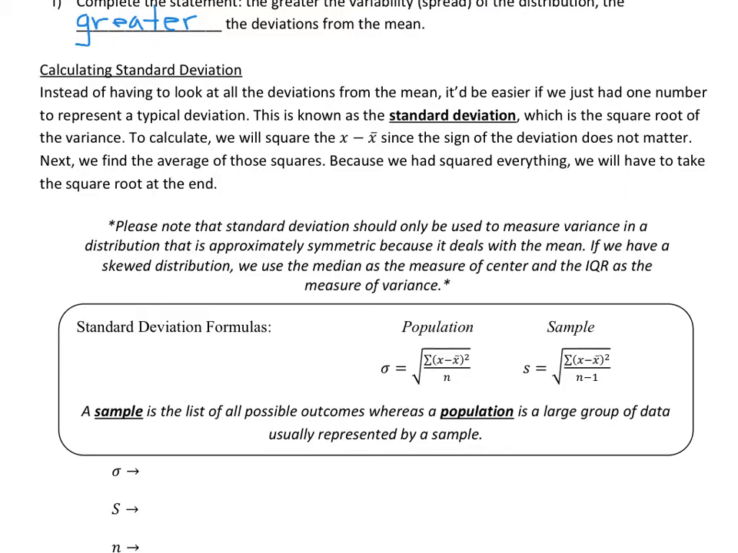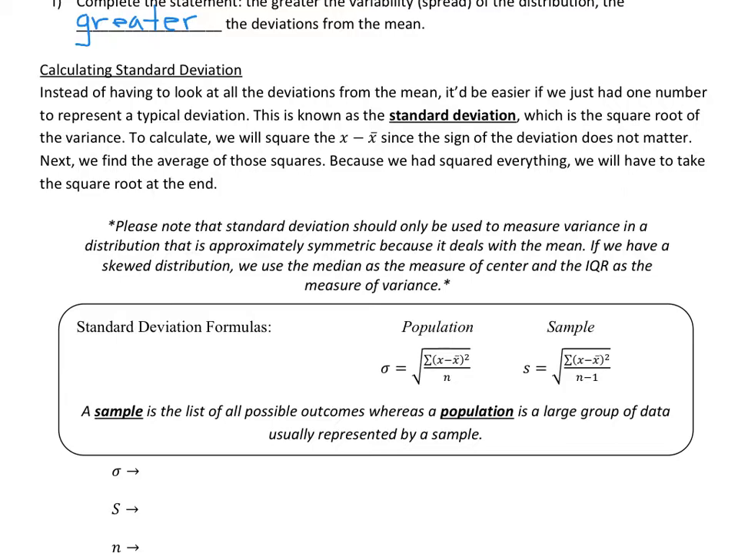Please note that standard deviation should only be used to measure variance in a distribution that is approximately symmetric because it deals with the mean. If we have a skewed distribution, either right or left, we would use the median as a measure of center and the IQR as a measure of variance. So a couple things we have to look at here.